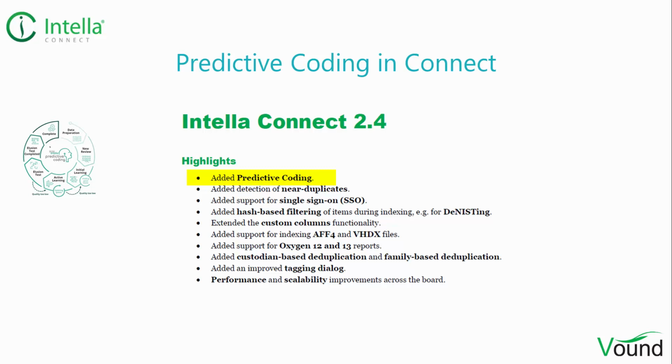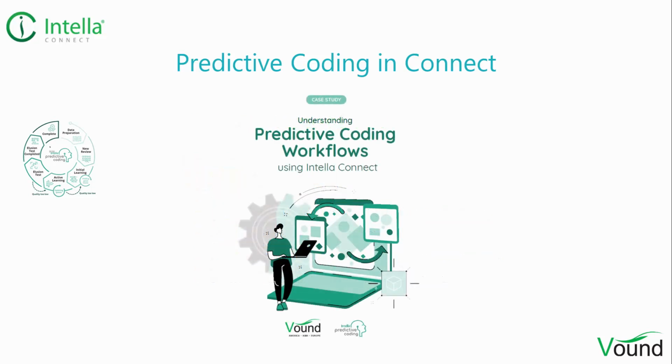Because the predictive coding process is complex and can vary for different data sets and matters, it is difficult to show a real-life demonstration of how predictive coding works in IntelliConnect. In addition, you really need to have a good understanding of the case and data set to fully appreciate the results that you get using predictive coding technologies. That said, we do have a predictive coding white paper entitled Understanding Predictive Coding Workflows Using IntelliConnect. This white paper walks through a predictive coding exercise and highlights the time and cost savings for a given data set. This is available on our website.